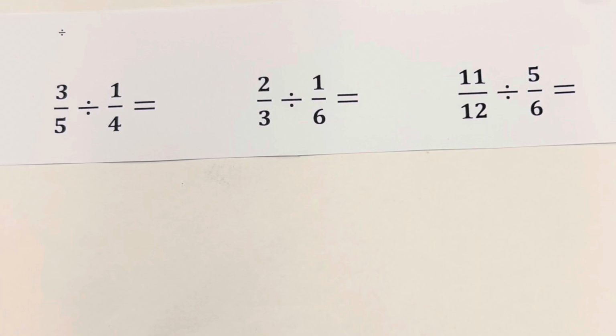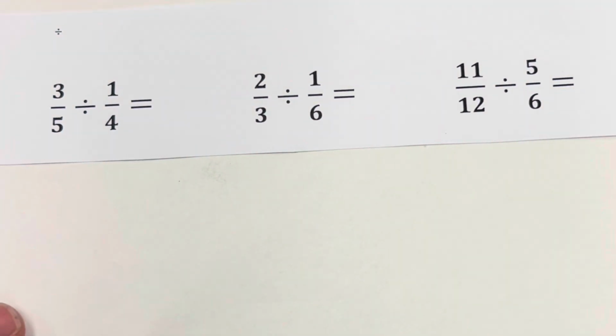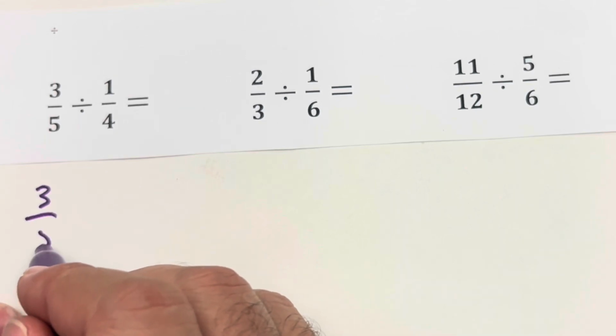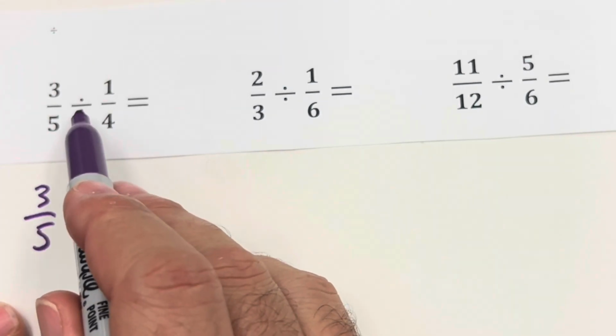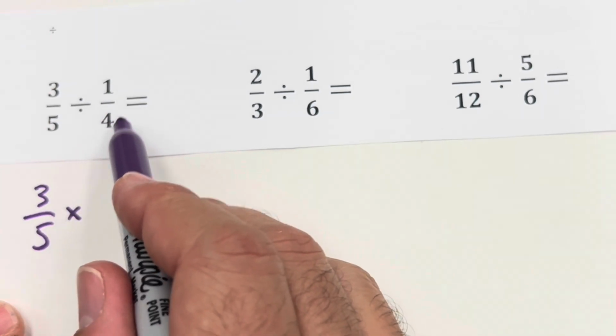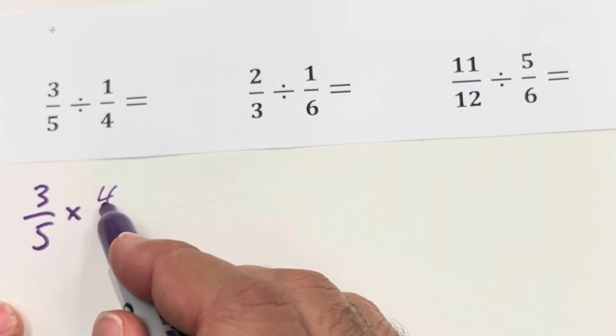Okay, let's make a video about dividing fractions. So it's very simple. Just keep the same fraction. The first one, 3/5. Keep, change, flip. Change the sign. Division I change to multiplication, and flip. You flip the second fraction, so there will be 4/1.